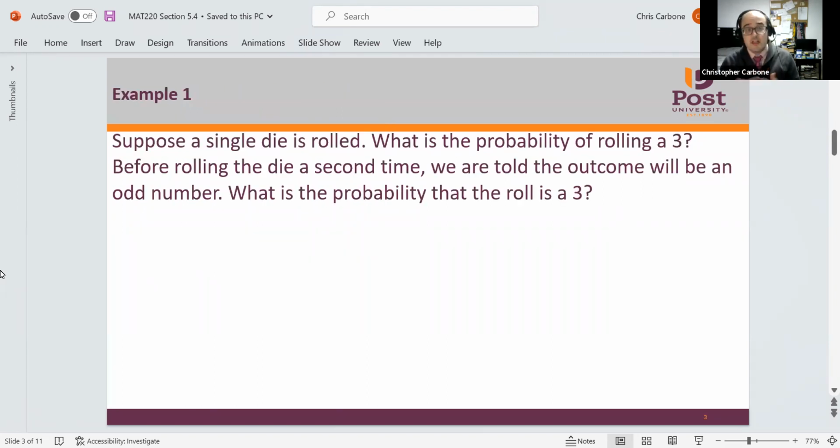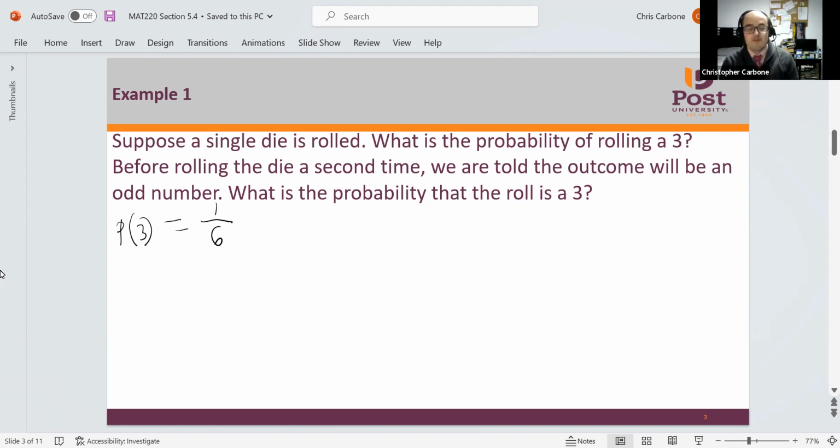To give a brief example, just so we know what's going on. Example number 1: suppose a single die is rolled. What's the probability of rolling a 3? Well, there's only one 3 on the die, so it only occurs once out of a total of 6 possible sides.